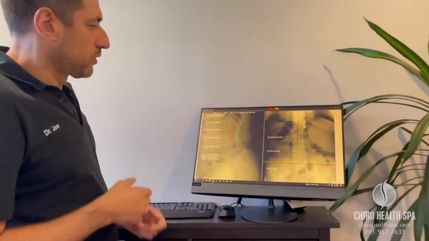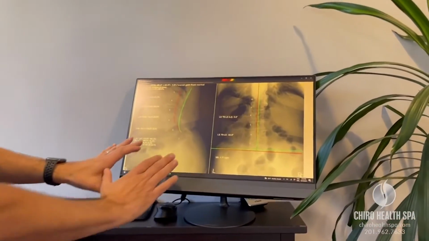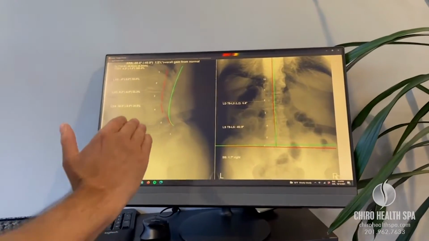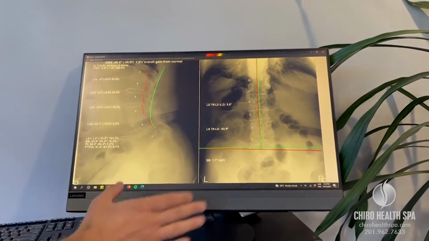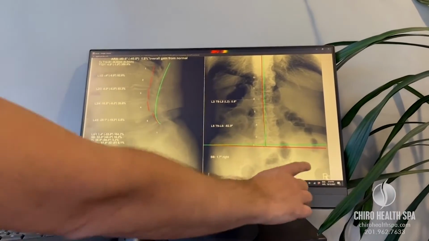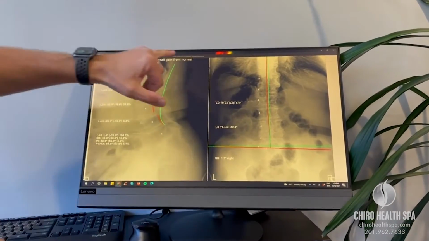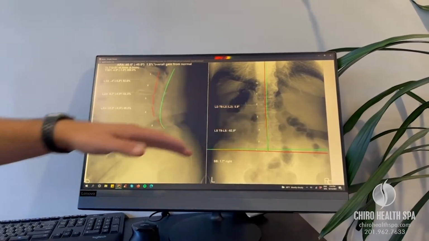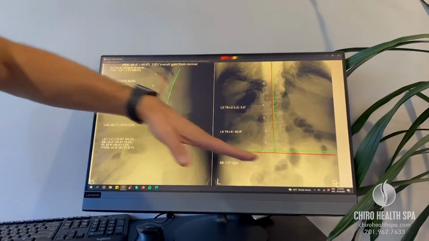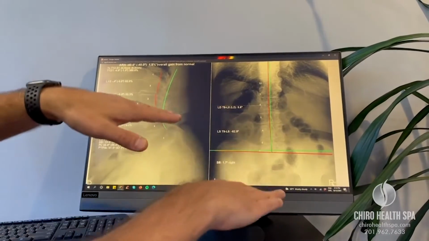So here's somebody with sciatica. Let me show you a little bit about how this works with a sciatic patient. What you're looking at here is somebody from the side. This is looking at them left to right side, and this is their back. So this is their left side, this is their right side. The green line that you see here is a normal neutral line, and the red line is actually where their bones are, okay? And this line right here is actually the level of their hips.